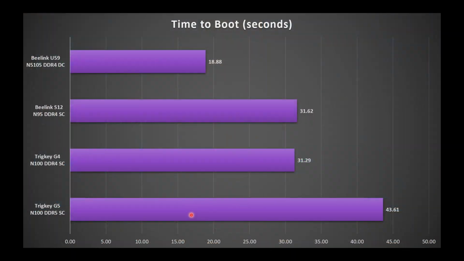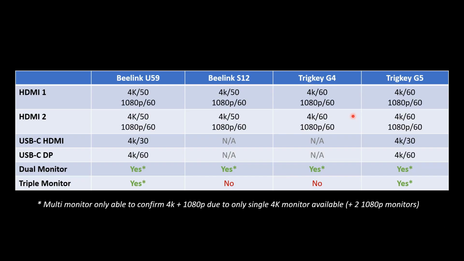So you can see here clearly the U59 was much faster than the Trigkey G5, the S12 and the G4 were both pretty similar. Now looking at the display output, you saw that every device here has two HDMI ports and they all claim to support 4K 60 Hertz.